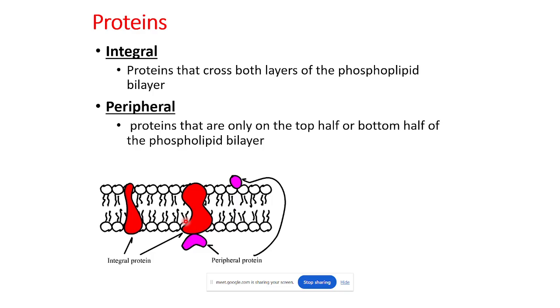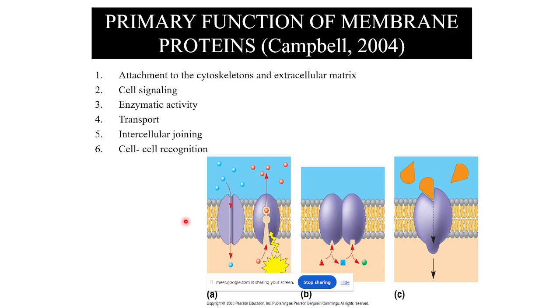Okay, then you have the peripheral proteins that are located on just one face of the bilayer, either on the top or the bottom of the phospholipid bilayer. Now, the primary functions of membrane proteins are attachment to the cytoskeleton and extracellular matrix, cellular signaling, different enzymatic activities, transport, intercellular joining, cell-cell recognition, and so on and so forth.